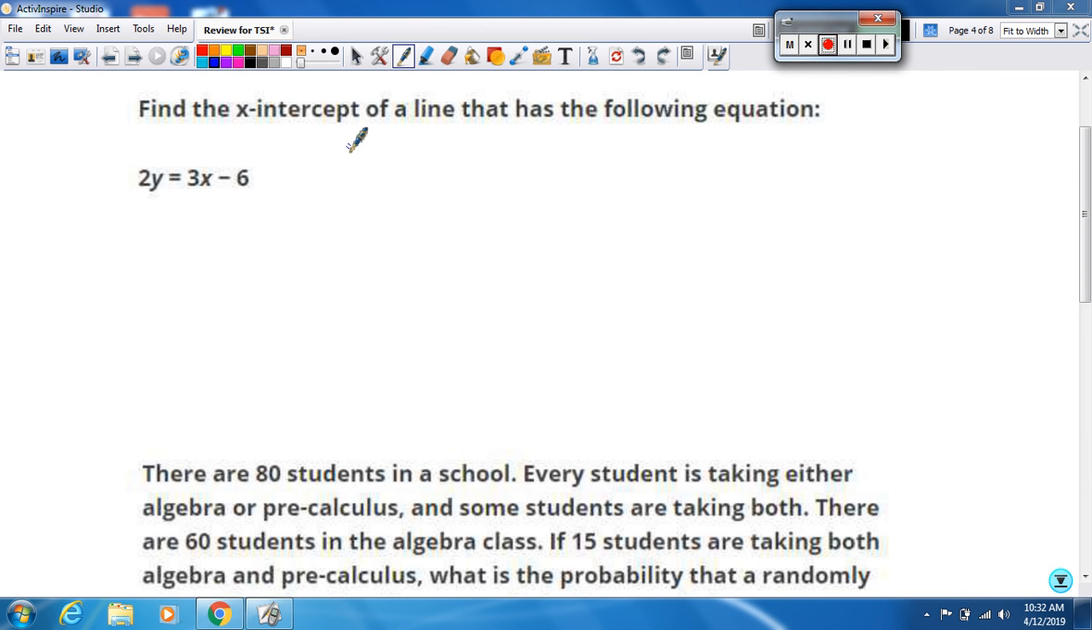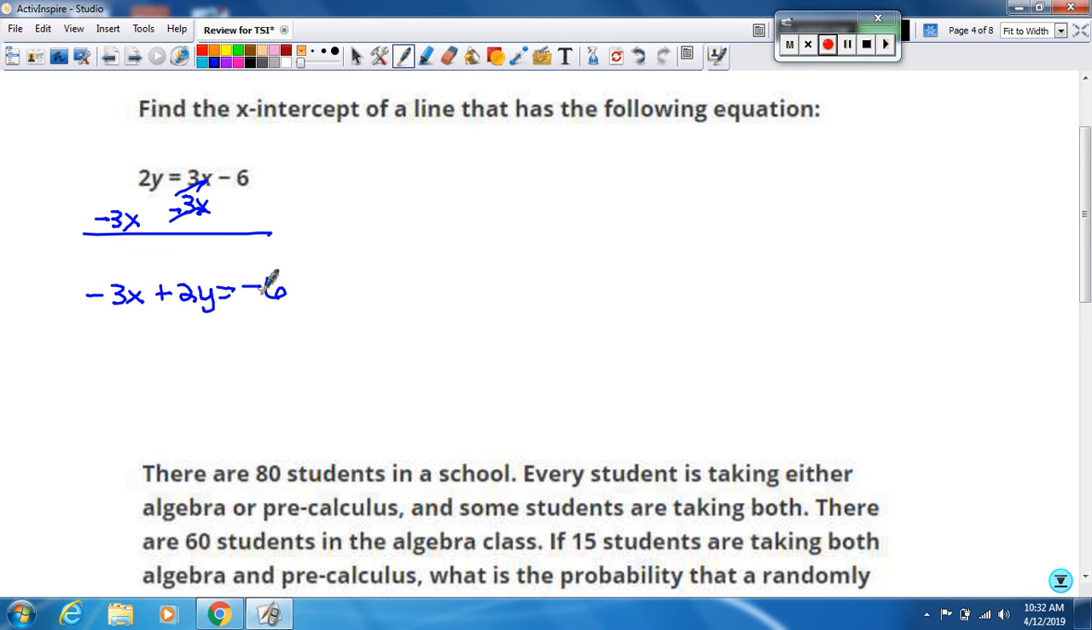Find the x-intercept of a line that has the following equation. 2y equals 3x minus 6. The easiest way to do this is to get x together with y. So I'm going to do the opposite of positive 3x, which is negative 3x. Put that on both sides. So you get a negative 3x plus 2y equals, opposites cancel, a negative 6.